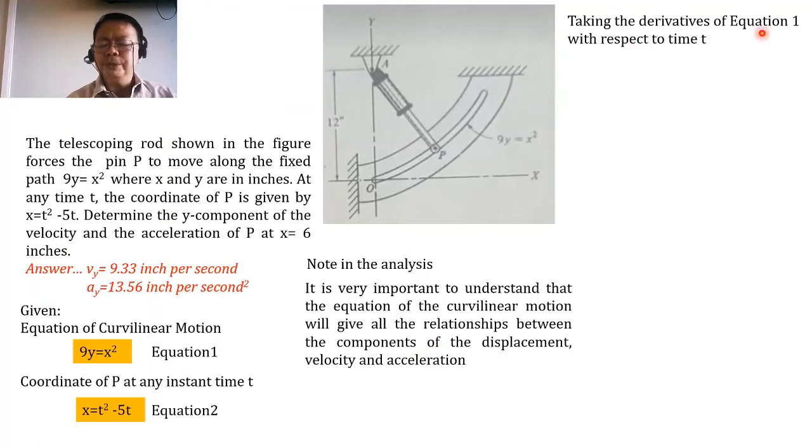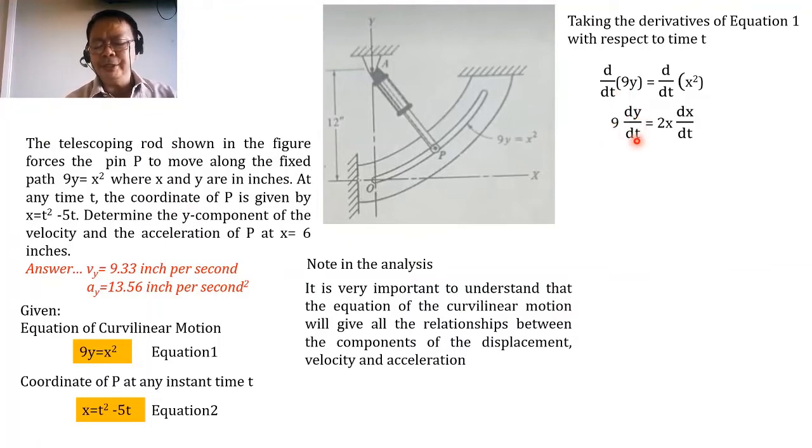Kaya kung pupuntahan natin ngayon yung ating equation 1, which is our equation of the curvilinear motion, and we will take the derivative of this. Okay? So, kunin natin yung derivative ng equation na ito, that is 9y equal to x squared. So, when we take the derivative of that with respect to time t, therefore, we take the derivative with respect to t of 9y being equal to the derivative of x squared with respect to time t. And so, if we're going to take the derivative, the left-hand side would be equal to 9 multiplied by dy over dt, while the right-hand side would be equal to 2x multiplied by dx over dt.